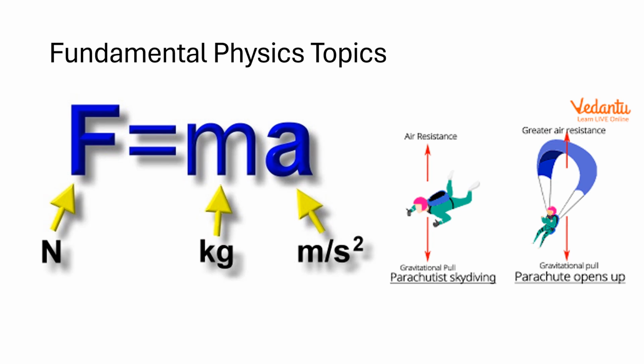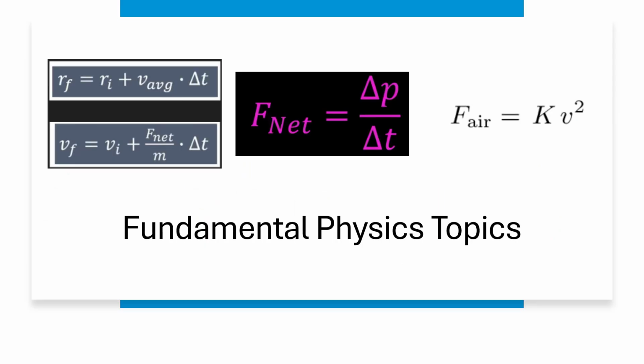Newton's second law states that the net force of an object is seen as F equals ma. Other fundamental physics topics, as continued, are the position update formula, as seen here, the velocity update formula, Newton's second law in other terms, and the formula for air resistance.